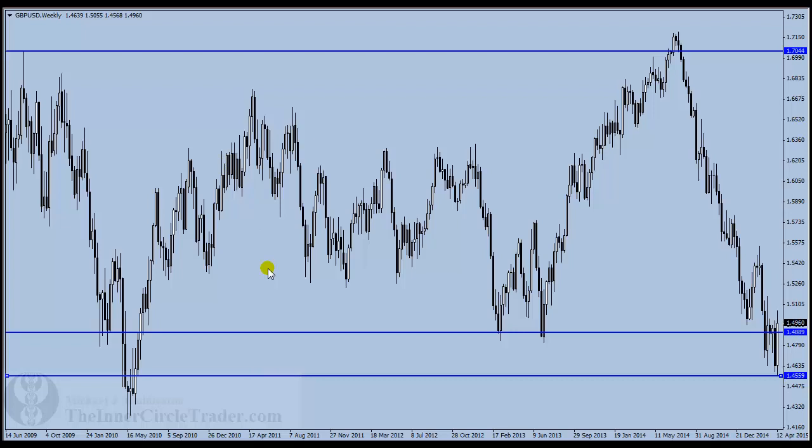Okay. What you're looking for, again, is areas of liquidity. Okay, in other words, above old highs and below old lows. And you're looking for previous areas of institutional buying and selling. Okay, and from areas of consolidation.